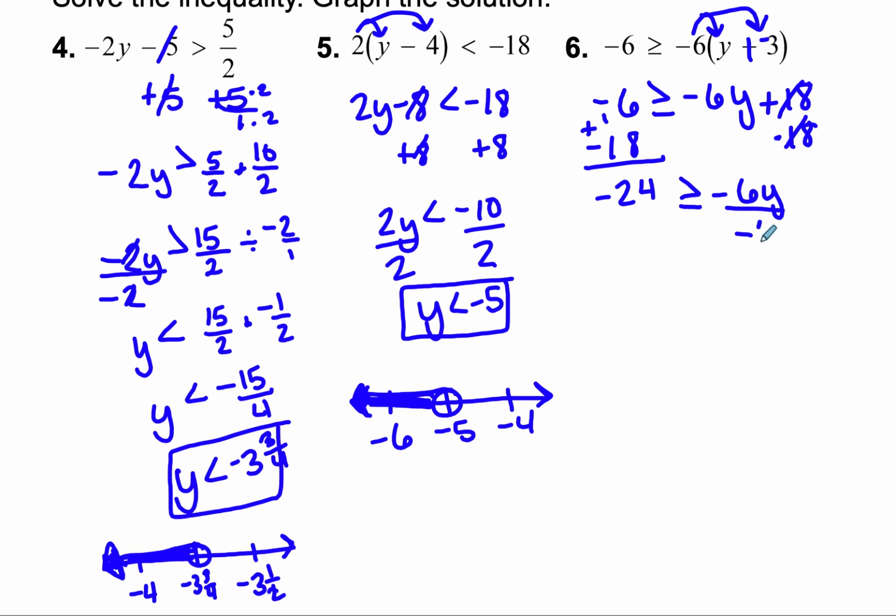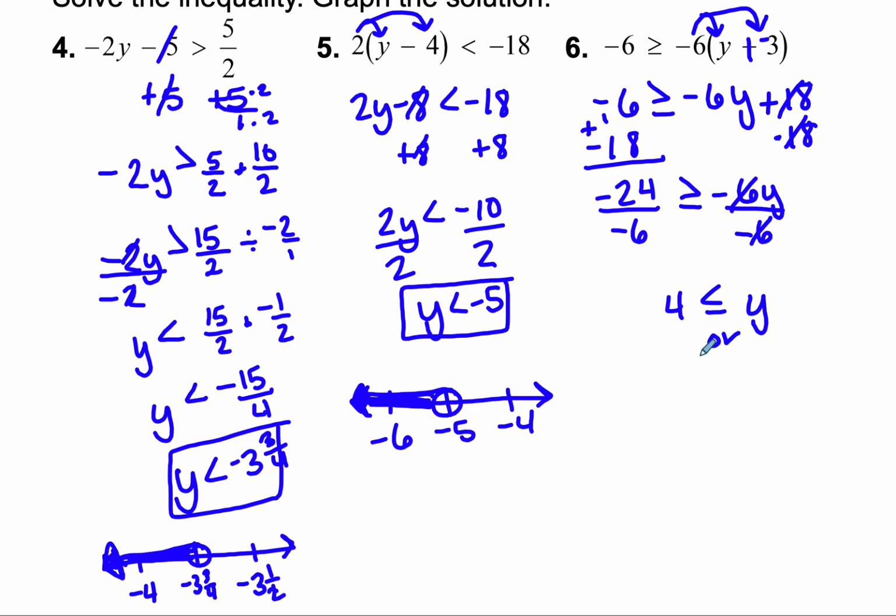Okay, now I need to divide by negative 6 to get rid of that coefficient. Negative 6 divided by negative 6 is positive 1y. I divided by a negative on both sides, so my inequality is going to flip. It's going to be greater than or equal to. And then negative 24 divided by negative 6 is going to be 4. So 4 is less than or equal to y.